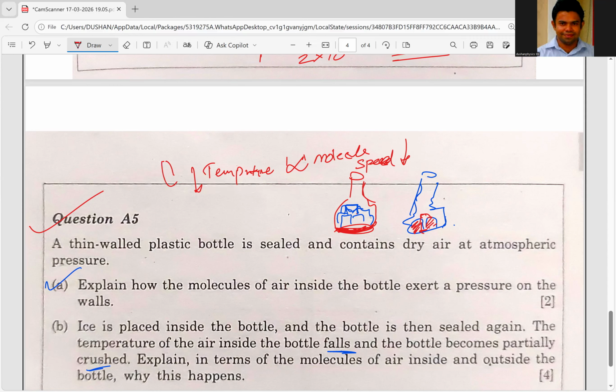Yes, sir. And write down this point: temperature is directly proportional to molecule speed. So what is the second point? When temperature drops within the bottle, molecule speed also drops, and the frequency of air collisions drops, no? Yes, sir. Okay, write down the second point.